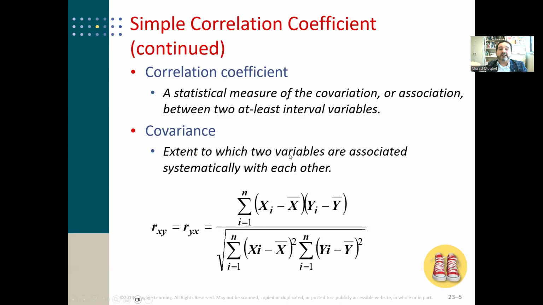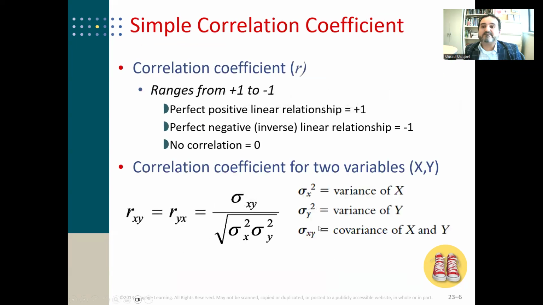So the correlation coefficient represents the strength of the relationship between two continuous variables. Covariance also represents the strength of the association between two variables. I will not let you worry about the equations here because we are going to use Excel to calculate those things for us. Again, the correlation coefficient, which is the R, ranges from -1 to +1.